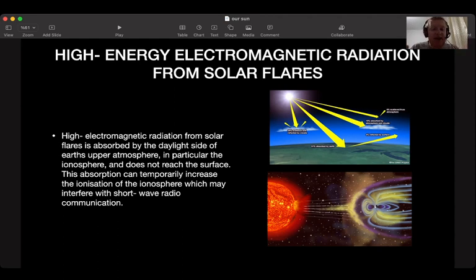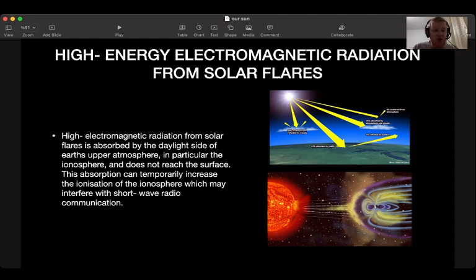High electromagnetic radiation from solar flares is absorbed by the daylight side of the Earth's upper atmosphere, in particular the ionosphere, and does not reach the surface. So you don't have to worry about this, guys. Nothing will happen to you if the solar flare or wind does reach us on Earth, because of the magnetic fields on our planet.